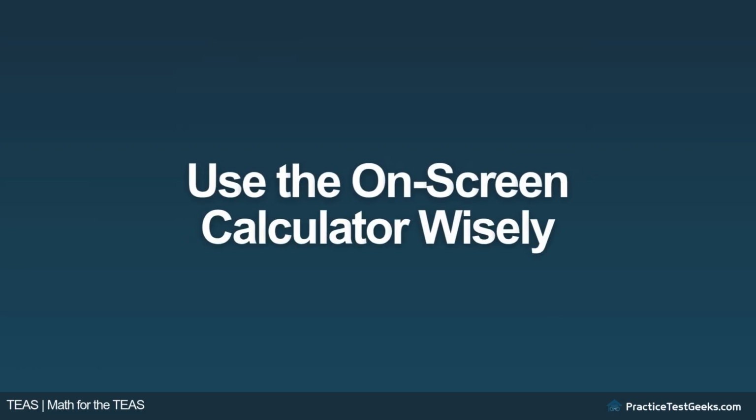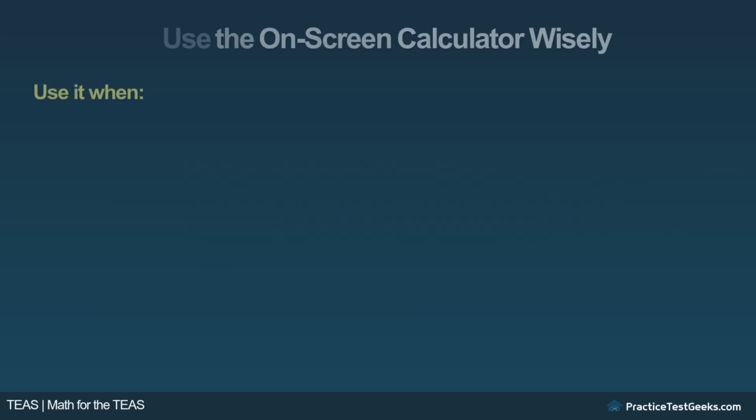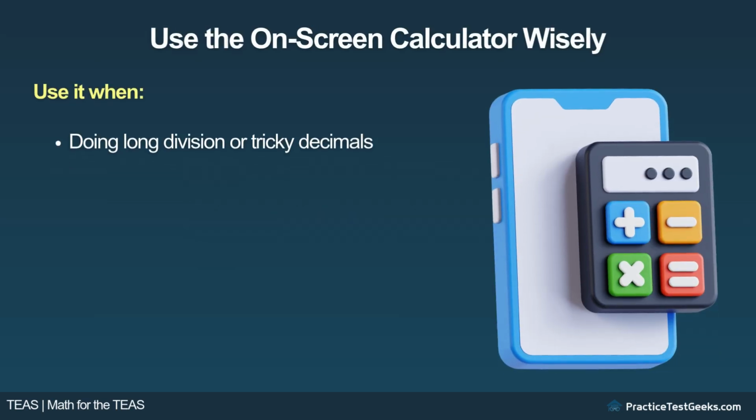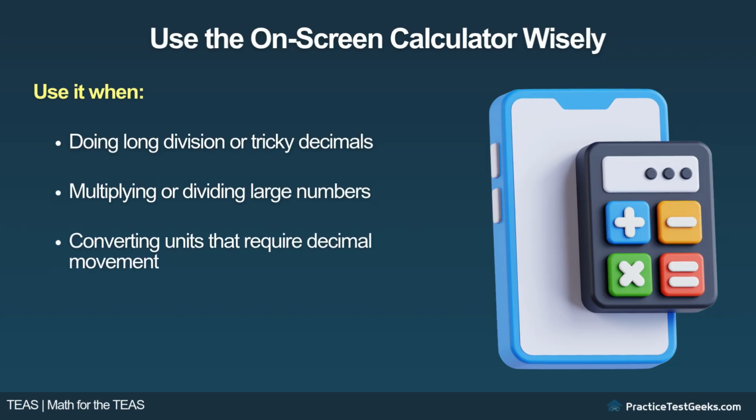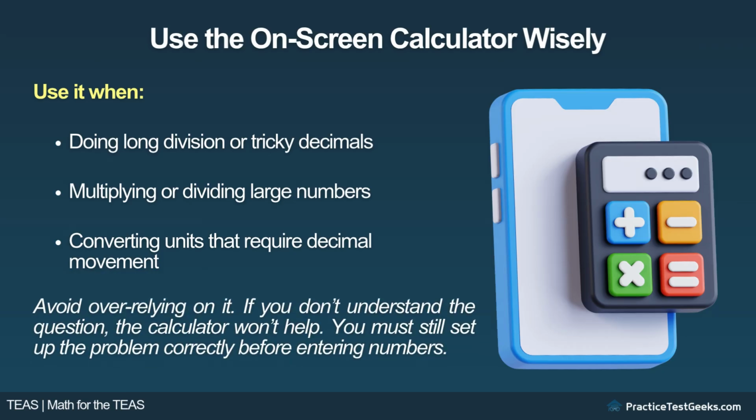Now, let's move on to another important tool, the on-screen calculator. Yes, the TEAS does provide one, but remember, it's basic, and you won't always need it. Use it when doing long division or tricky decimals. In these cases, the calculator saves time and reduces errors: multiplying or dividing large numbers, especially when mental math would slow you down, and converting units that require decimal movement. A quick calculation here can keep you from second-guessing. However, don't rely on it too much. If you don't understand the question, the calculator won't help. You still need to set up the problem correctly before entering any numbers.